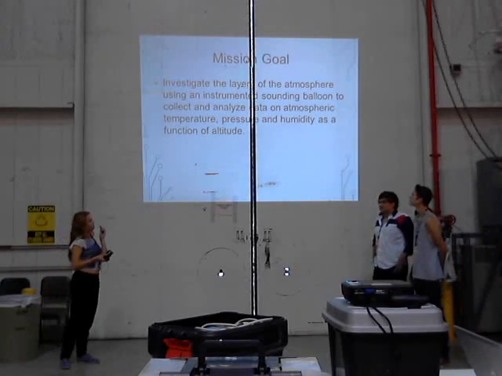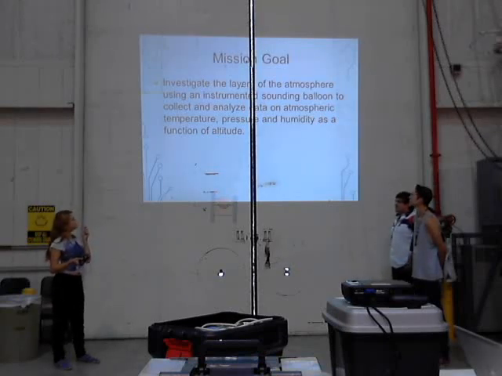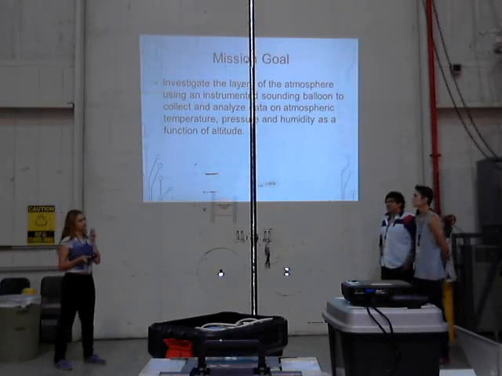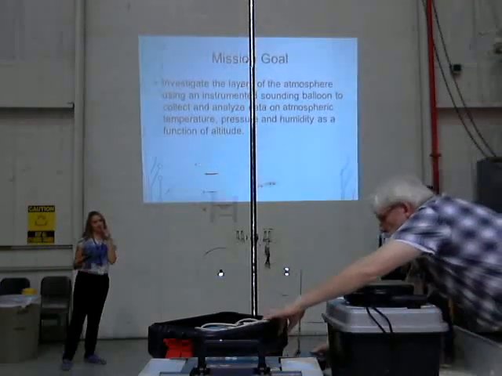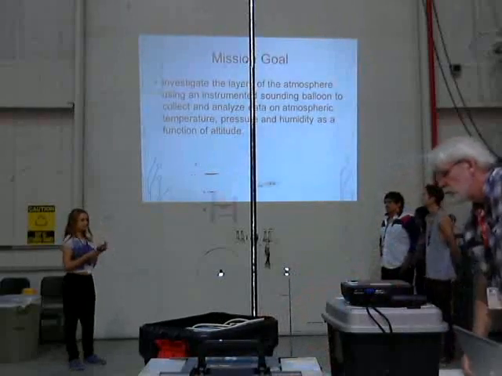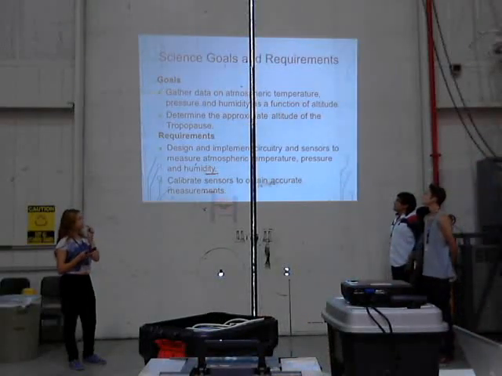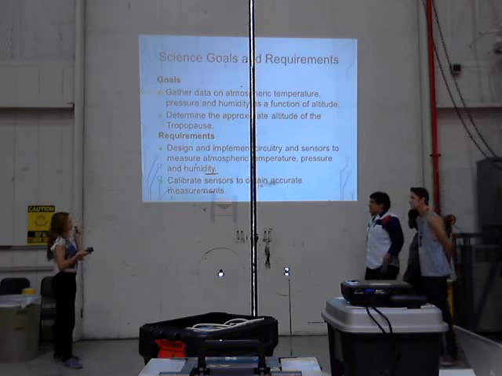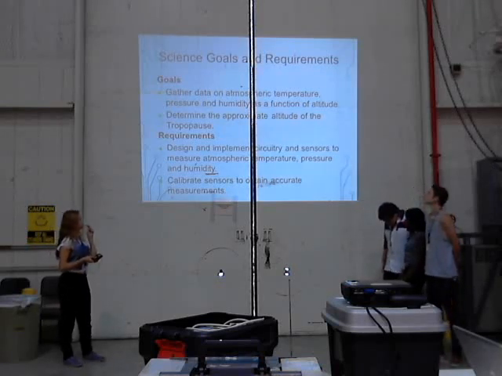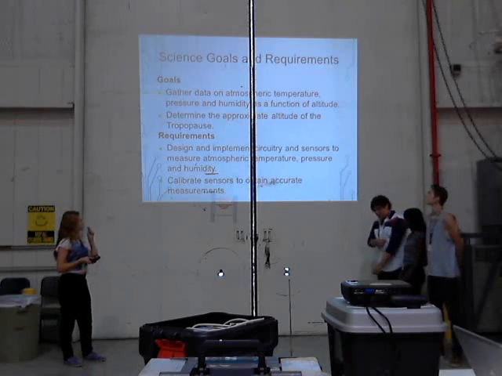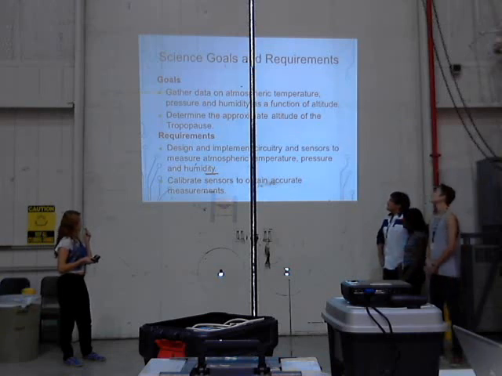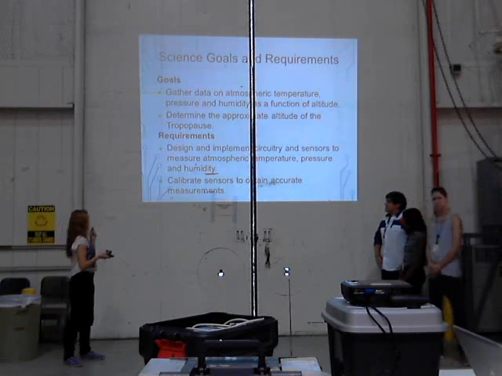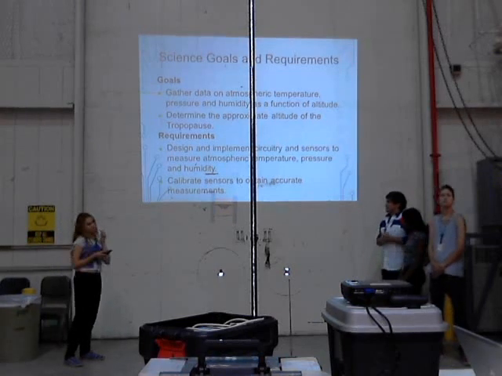Our mission goal is to investigate the layers of the atmosphere using an instrumented sounding balloon and to collect and analyze data on atmospheric temperature, pressure, and humidity as a function of altitude. Our science goals and requirements were to gather data on the atmospheric temperature, pressure, and humidity, and to determine the approximate altitude of the tropopause. Our requirements were to design and implement circuitry and sensors to measure these atmospheric conditions and calibrate sensors to obtain accurate measurements.